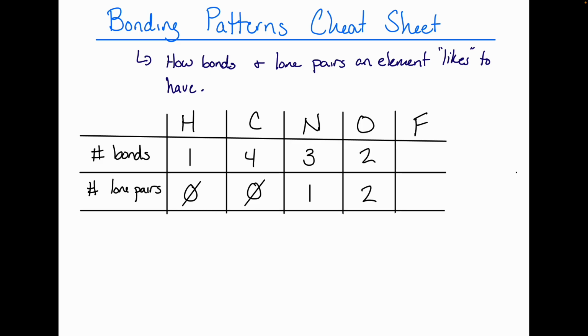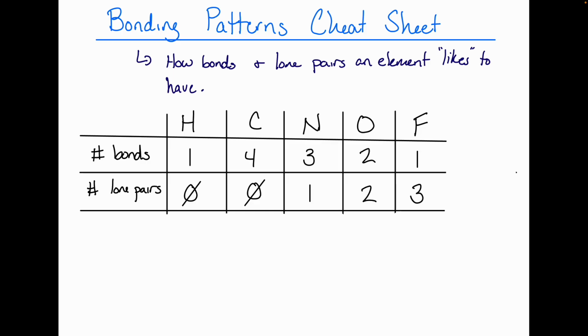All right, and then fluorine, how many bonds and how many lone pairs? How many bonds? 1. And how many lone pairs? 3. All right, so as we can see, decreasing in our number of bonds, increasing in number of lone pairs as we're going across our periodic table.